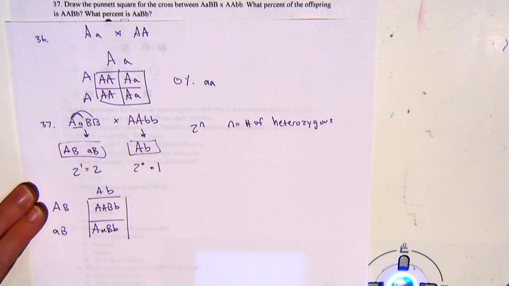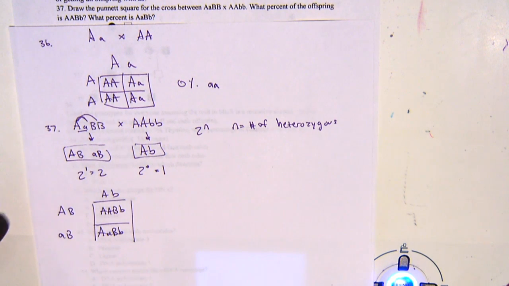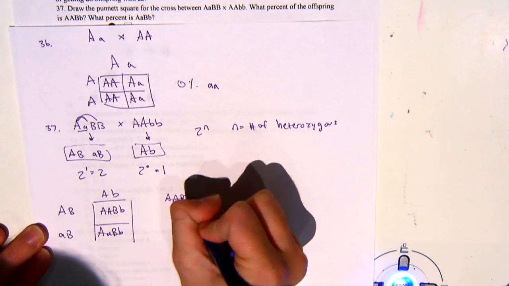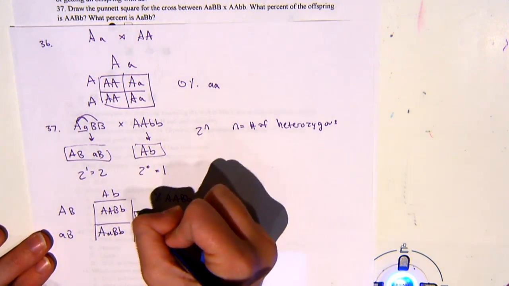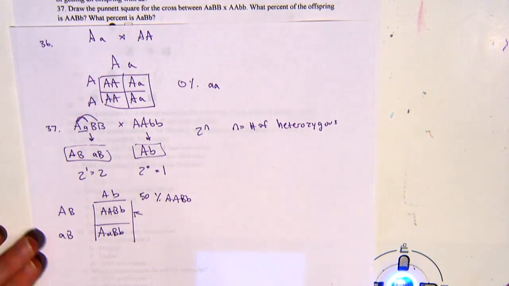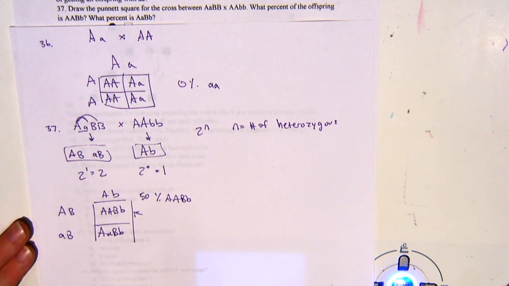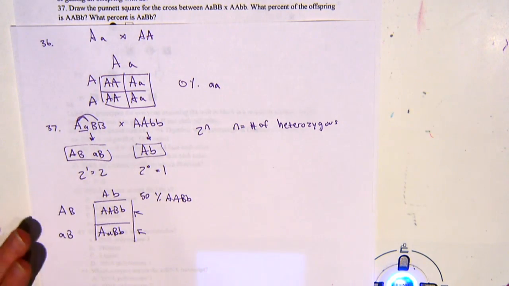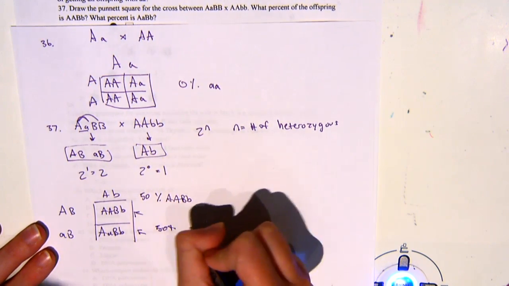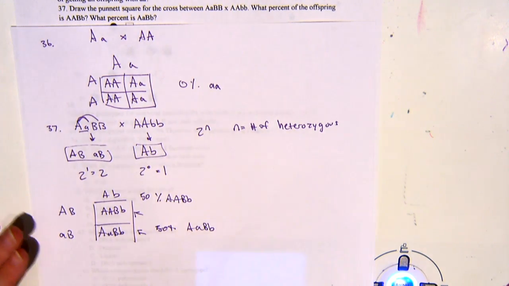And our question says, what % of the offspring will be big A, big B, little b? In this case, we see that we have that one right here. So it's going to be 50%, 1 out of the 2. They also ask us what % would be heterozygous for both. We see that we have 1. So there's going to be a 50% chance of being big A, big B, little b.